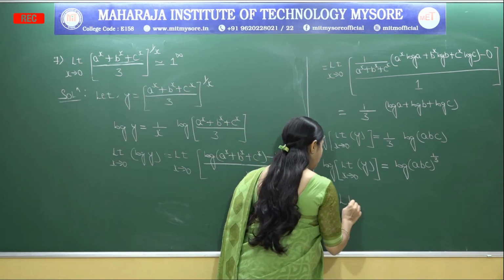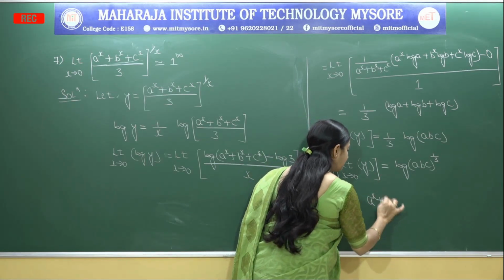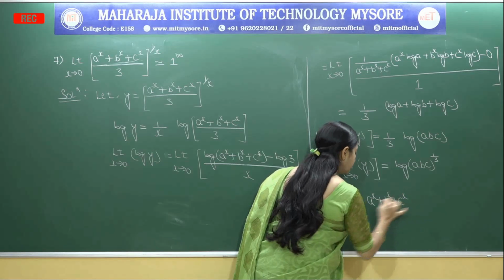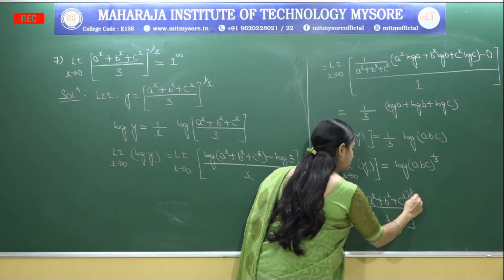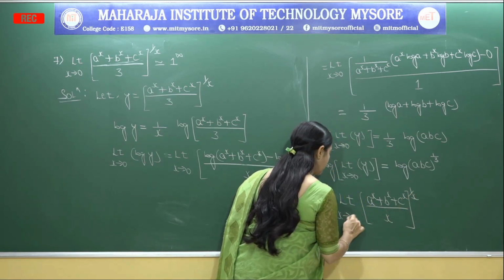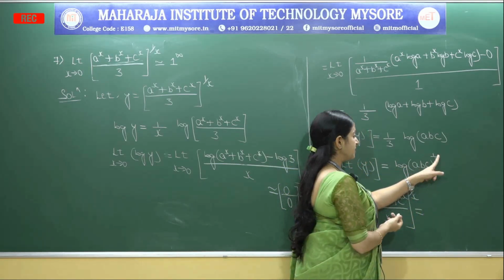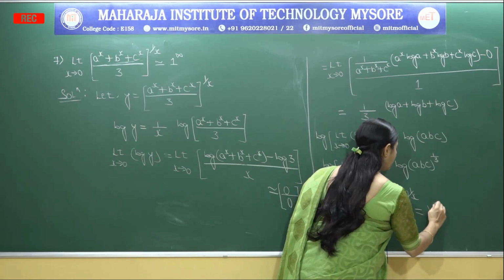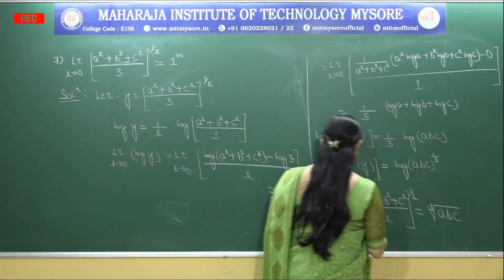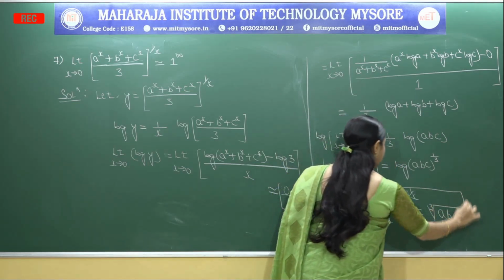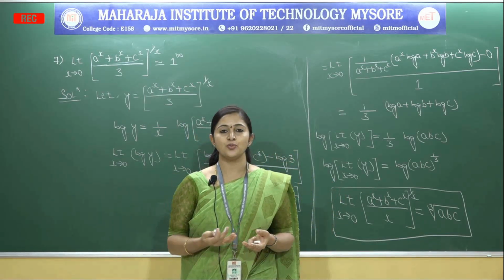Then you can write this term as limit, substitute for y, it is (a power x plus b power x plus c power x) divided by 3, whole power 1 by x as x tends to 0 equals, if you neglect the log on both sides, this is abc power 1 by 3, you can write this term as cube root of abc. This problem depends on the number of constants. Since you have the 3 constants, you will get the cube root of abc.